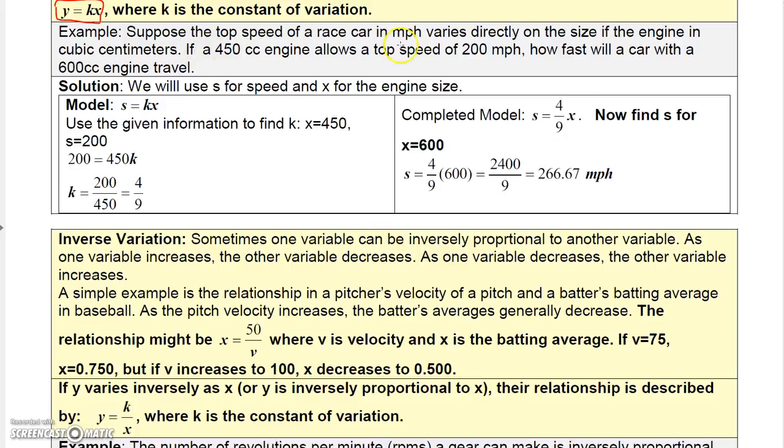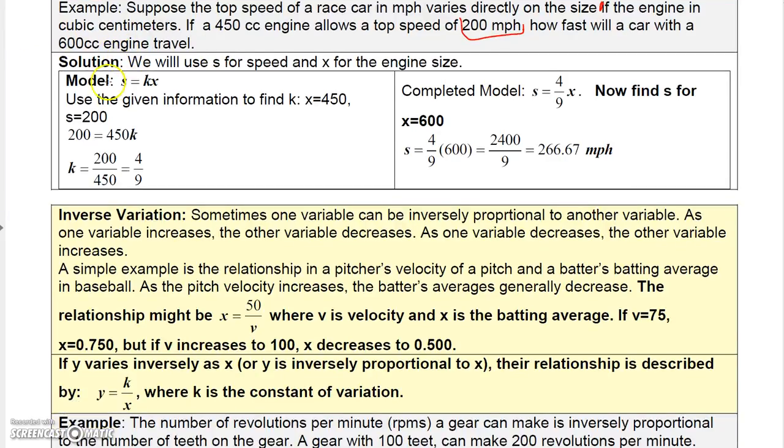Suppose the top speed of a race car in miles per hour varies directly on the size of the engine in cubic centimeters. If a 450 cubic centimeter engine allows a top speed of 200 miles per hour, how fast will a car go with a 600 cubic centimeter engine? Well, let's let S equal speed, and let's let X be the engine size. So here we have the speed is directly proportional to the engine size.